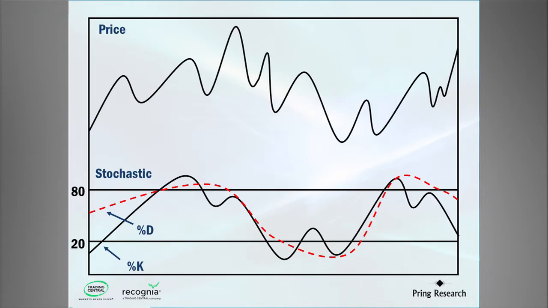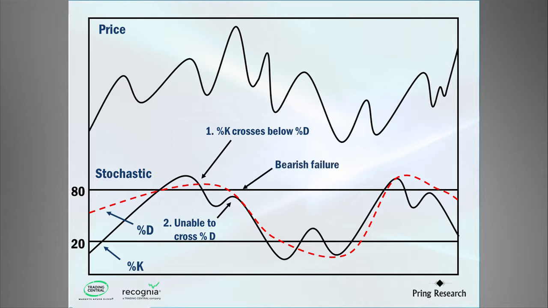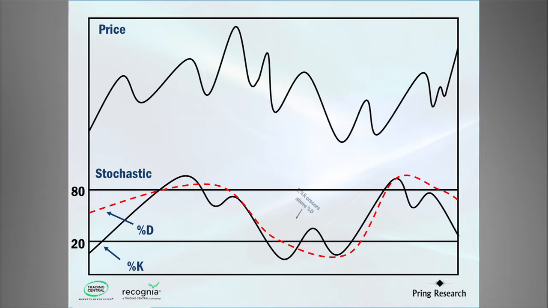An important indication of a possible change to a bearish trend arises when a %K, having moved above the overbought zone, crosses below %D, moves back to test its extreme level, but fails to cross the %D line, as in this example. This is then called a bearish failure. A bullish failure forms when the %K, after a decline that takes it below the oversold zone, crosses above %D and then falls again, but does not recross below %D.